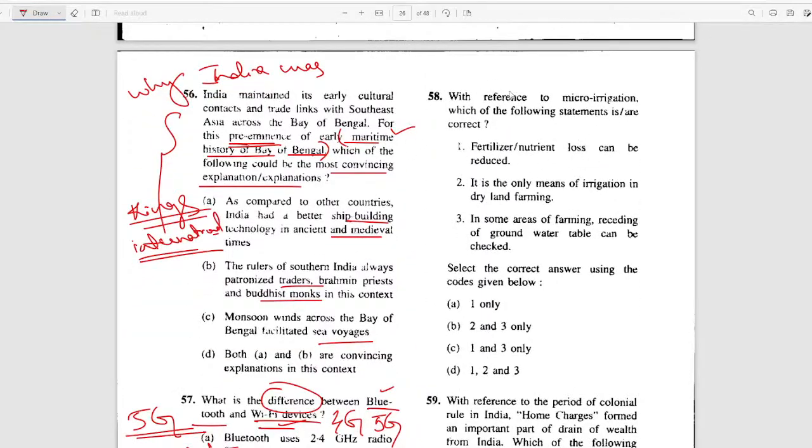Next, with reference to micro irrigation, which of the following statements are correct? Fertilizer or nutrient loss can be reduced. It is the only means of irrigation in dry land farming. In some areas of farming, the seepage of groundwater can be checked. Go through what is micro irrigation, why it is used, and how it compares with traditional irrigation.